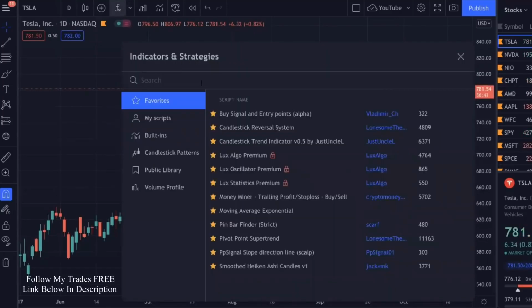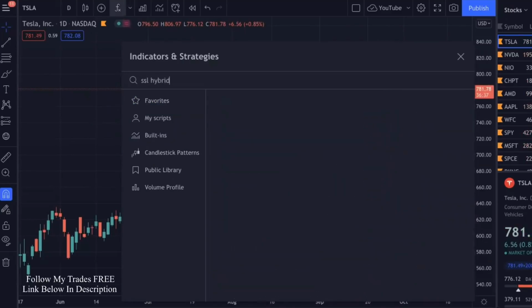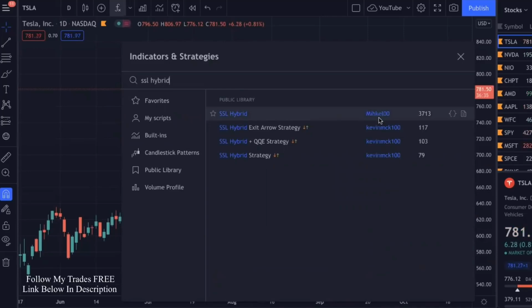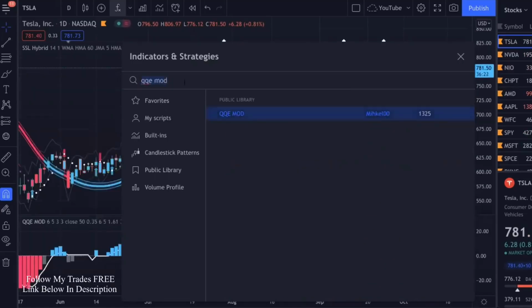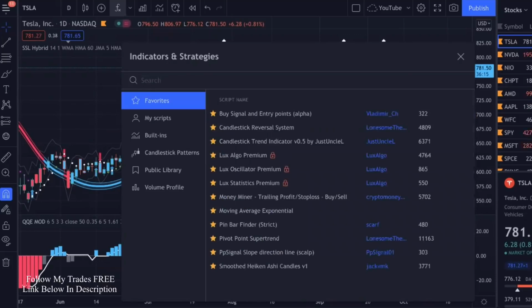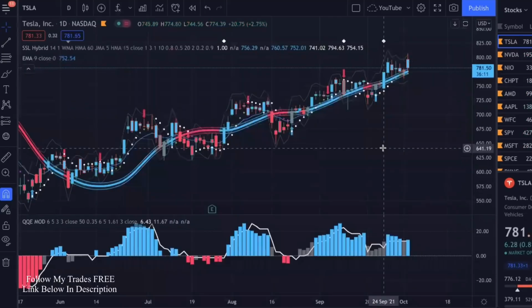The first indicator we're going to add is called the SSL Hybrid. This one right here, made by Michael 00. We're going to add that. The next thing we're going to add is called the QQE Mod. I'm going to go ahead and add that. And then lastly, we're going to add my favorite, the exponential moving average. And this is what it's going to look like.